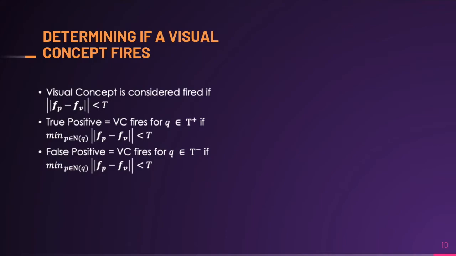So, in order to determine if a visual concept fired, we defined a visual concept to be firing if the difference between the feature vector and a visual concept fell below a threshold. Given this definition, if a visual concept fired on a positive feature vector, we consider this a true positive, while if it fired on a negative feature vector, we considered it a false positive.